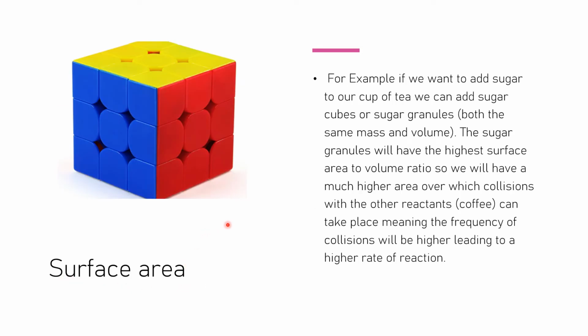Surface area increases the rate of reaction because, for example, if we want to add sugar to our cup of tea, we can add sugar cubes or sugar granules, both the same mass and volume. However, the sugar granules will have the highest surface area to volume ratio, so will have a much higher area over which collisions with the other reactants, the tea, can take place, meaning the frequency of collisions will be higher, leading to a higher rate of reaction.